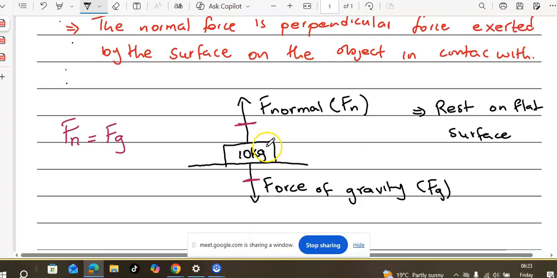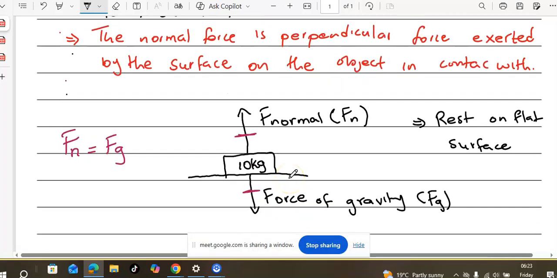Now let's talk about something here. Remember that Fg is the mass times the acceleration, so it's mg. The mass is given as 10. We know that g is 9.8. You just have to multiply these two. Do you have your calculator with you? Yes, I do, sir. It's 98. 98 Newtons, very important. Are you happy with that?